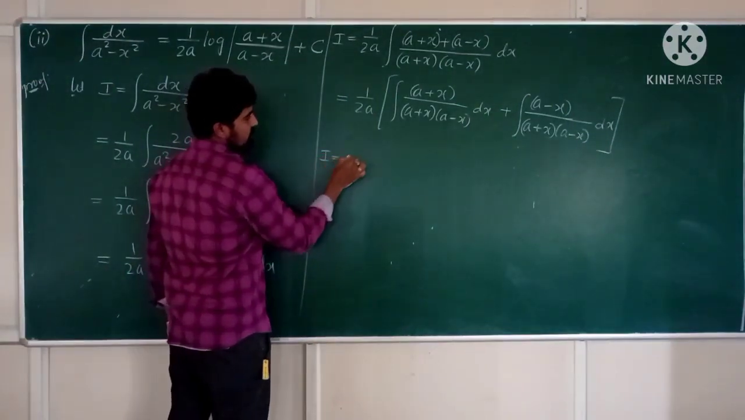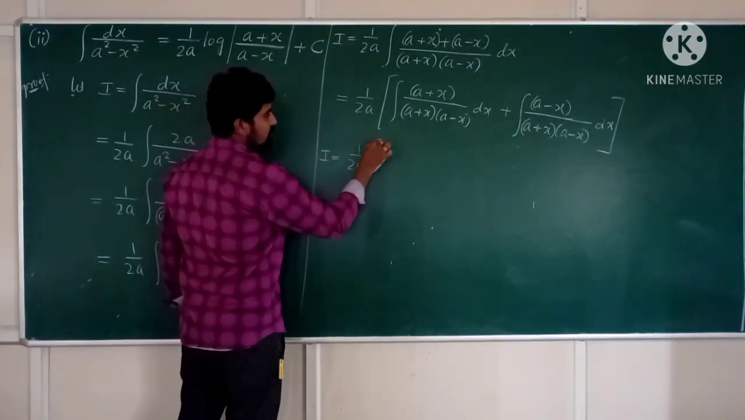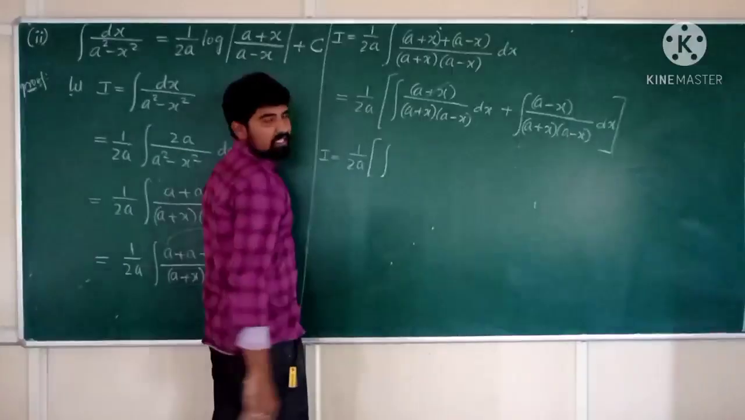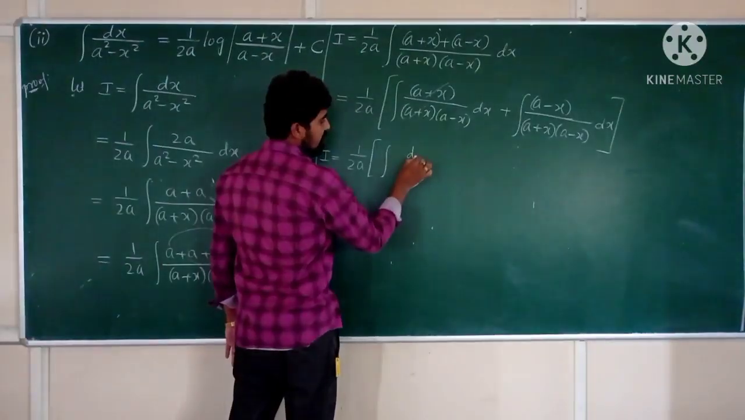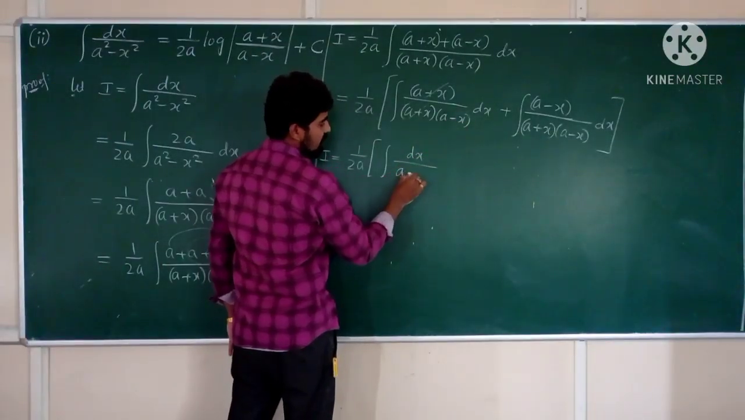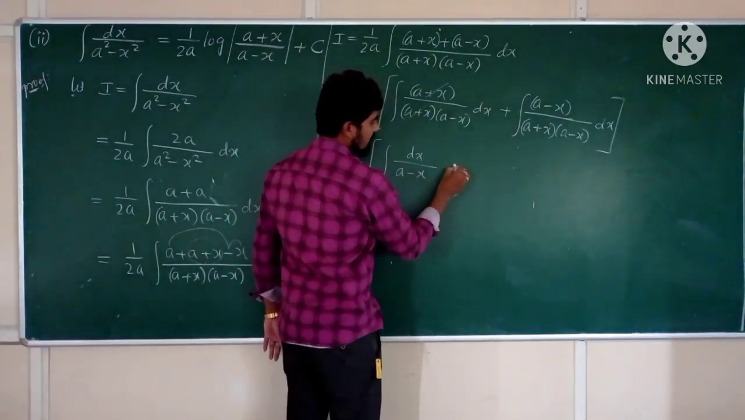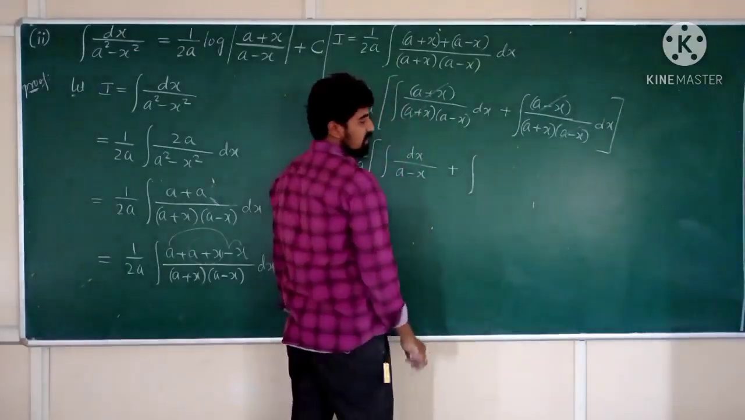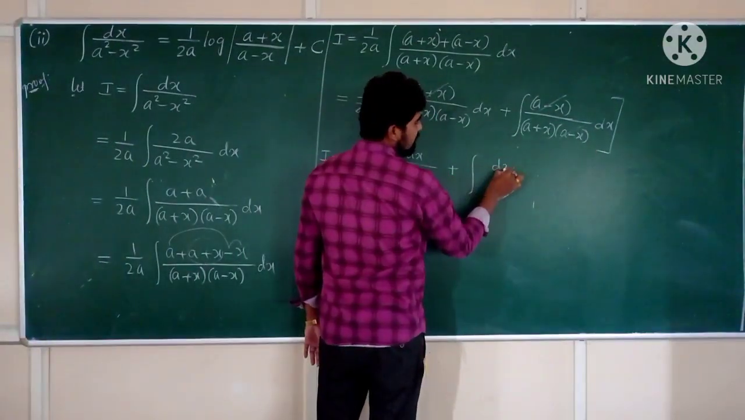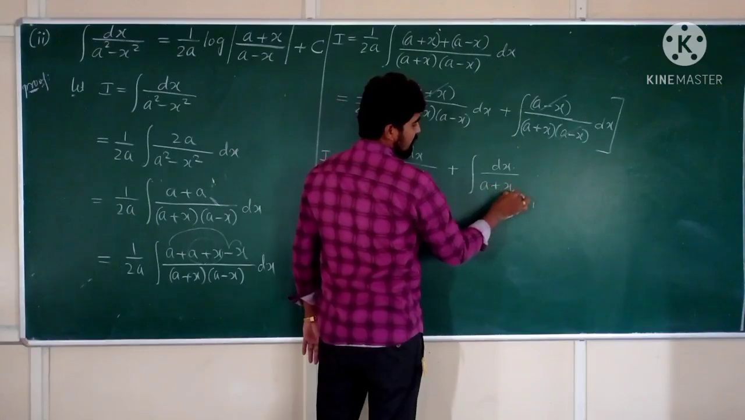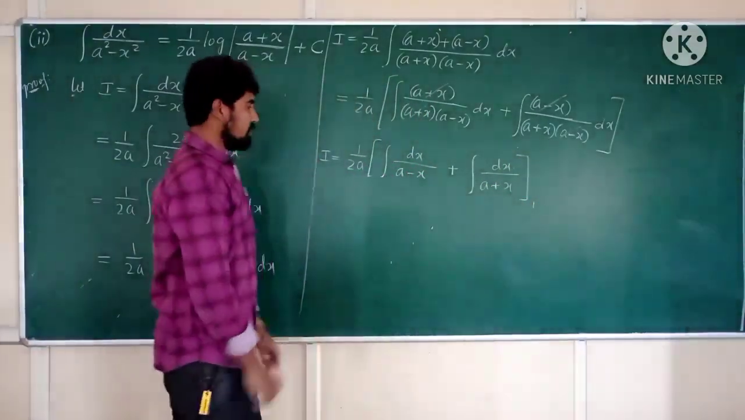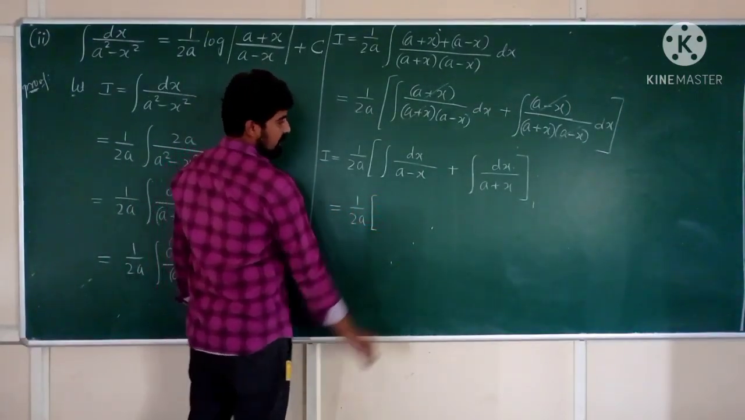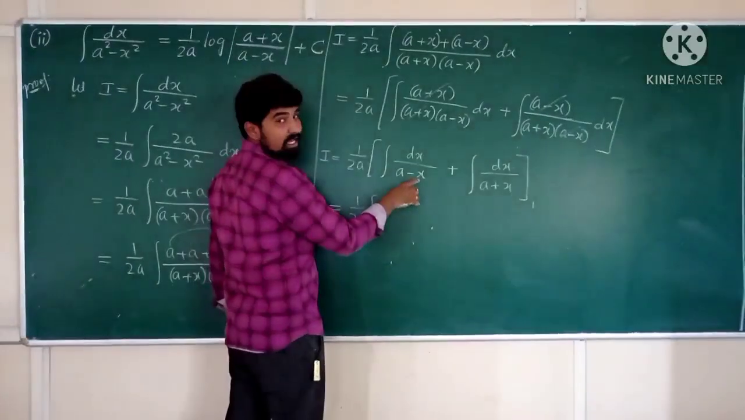Therefore I is equals to 1 by 2a into integration of, in the first integral a plus x get cancelled, 1 into dx is dx divided by a minus x, plus integration of, here a minus x get cancelled, remaining 1 into dx is dx divided by a plus x. I hope all of you understand. So which is equals to 1 by 2a into integration of dx divided by a minus x.